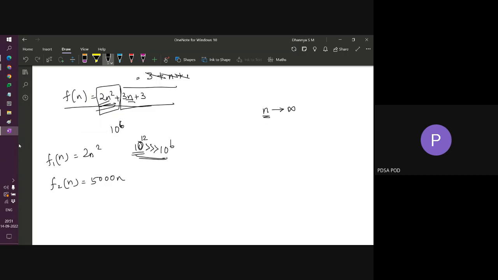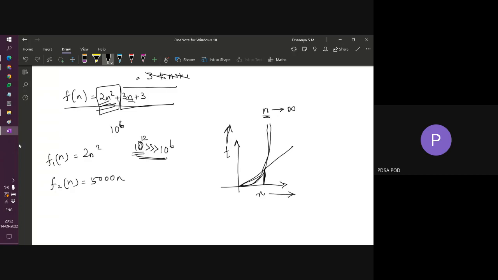Now you can do an analysis of which will do better than the other. Say, at what point does n squared start to dominate? The graph will be like this: n squared is a parabola, quadratic. After a certain point, this n squared will start to dominate the bigger one. This is the input size, which keeps increasing, and this is the time taken to execute the code.